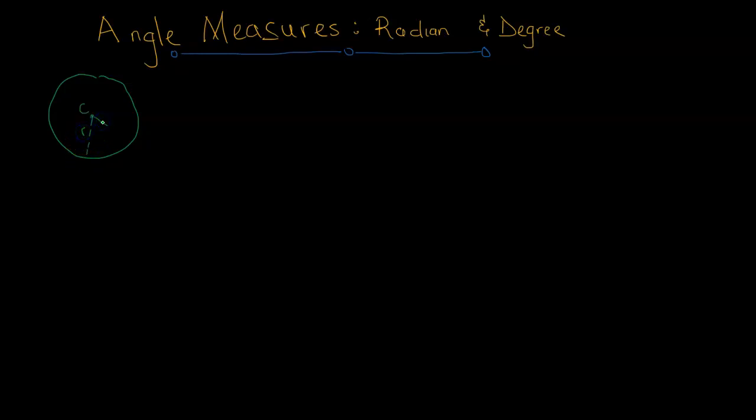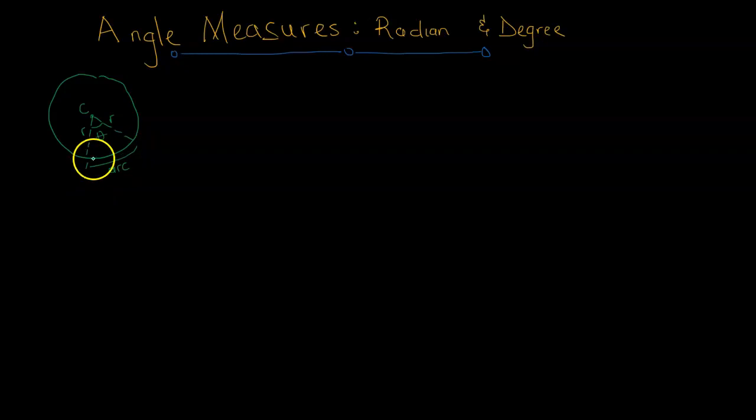I'm going to introduce another here. So this is the radius. And we know that this portion of the boundary cut off by 2 radii is called an arc. Now this arc subtends an angle at the center. I'm going to call that angle theta.